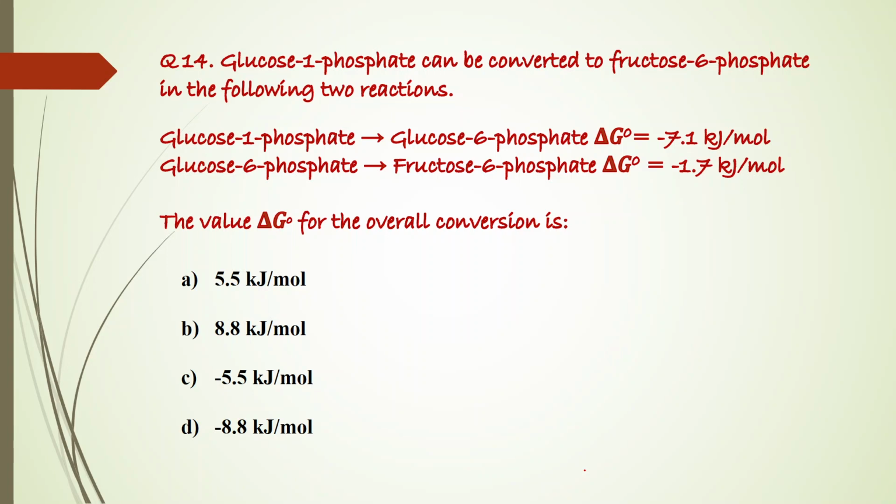So what are these reactions? Let us just see. So we have our glucose 1 phosphate. Let us name it as A. So we have our conversion from A to B. Let us name glucose 6 phosphate as B. Now B is again being converted to fructose 6 phosphate. Let us name it as C.